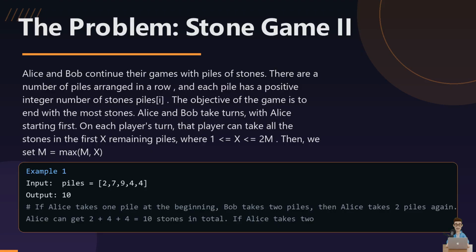Alice and Bob are back playing a stone-taking game, but this time with a twist. On your turn, you can grab all the stones from the first X piles, where X can be anywhere from 1 up to twice a shared counter M, which starts at 1. After a player takes their turn, M is updated to be the larger of its current value and the number of piles they just took, so the limit grows as the game goes on. Both players take turns picking piles this way, with Alice going first until all the piles are gone.